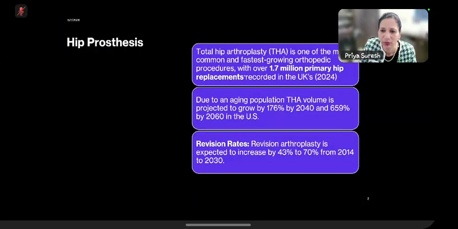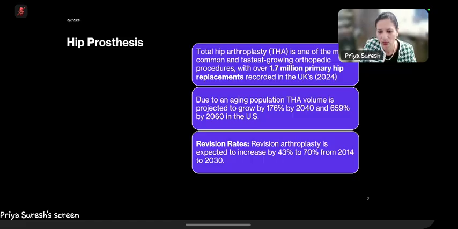1.7 million primary hip replacements have been recorded in the UK. These are 2024 stats. So we are in a different world now compared to what you were looking at 20 or 30 or 40 years back. Therefore, I think radiologists will come across patients with prosthesis in the pelvis or in the shoulder.